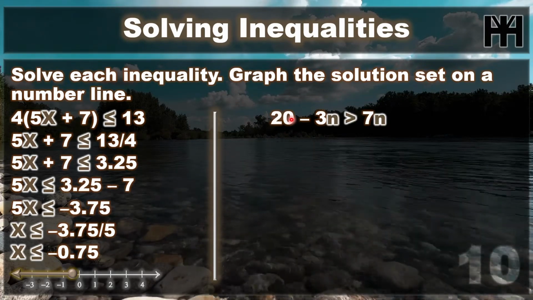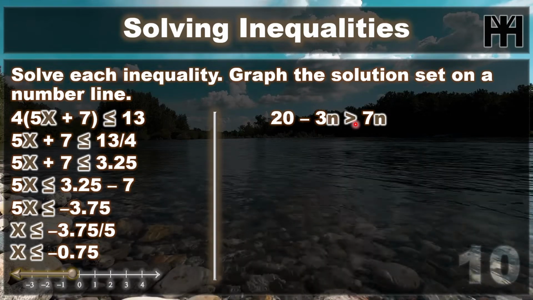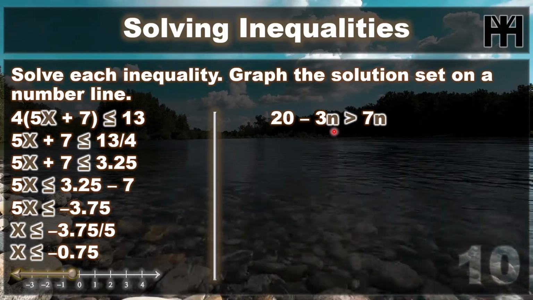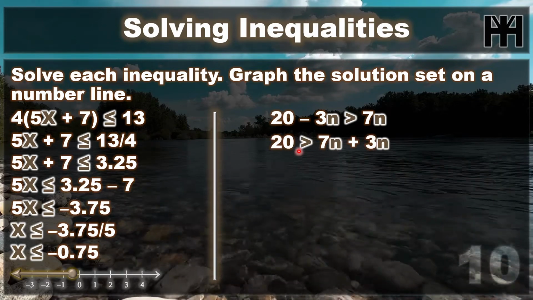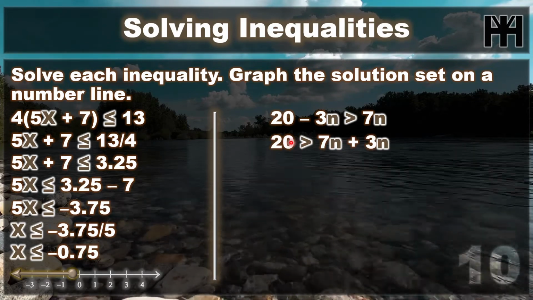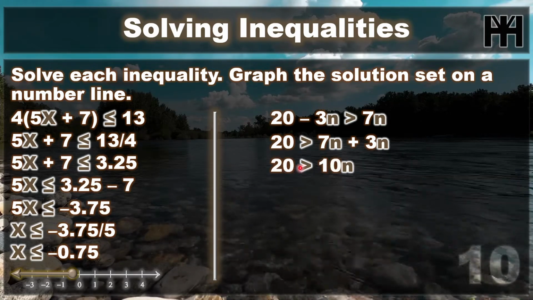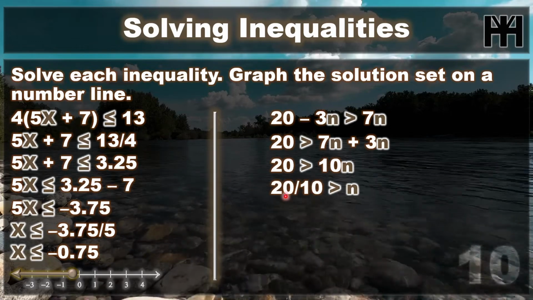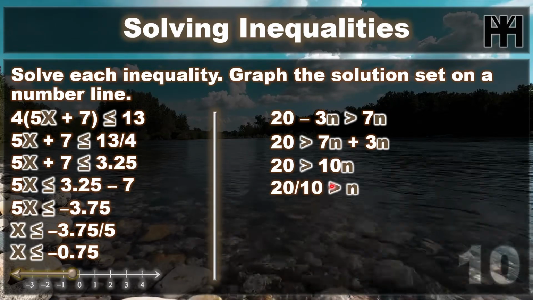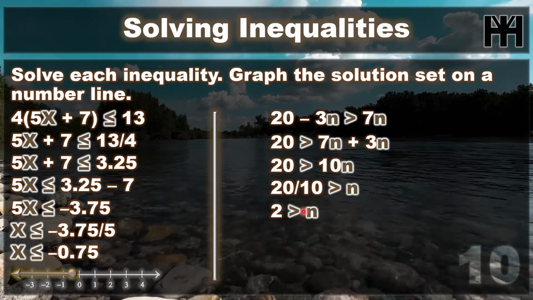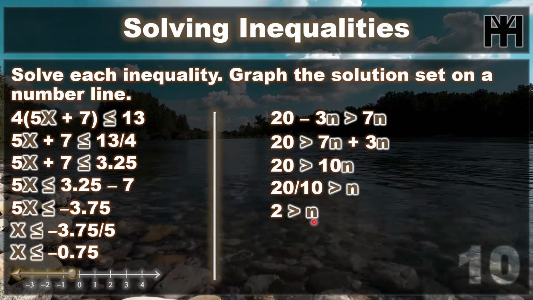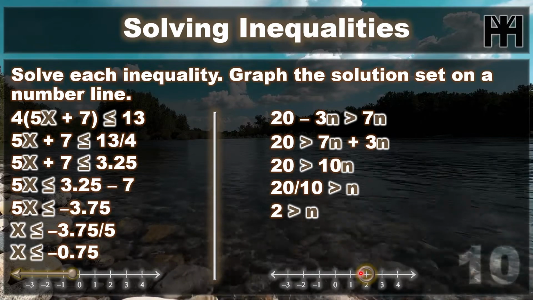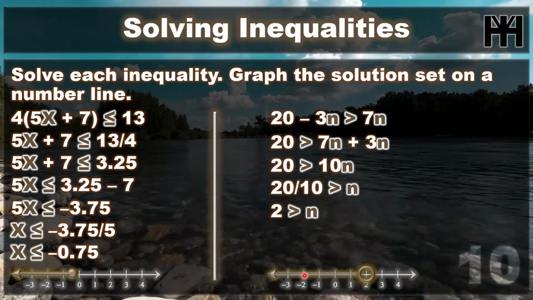Okay, now we have 20 minus 3n greater than 7n. So the first thing we will do, send the 3n to the other side. 7n plus 3n, so it's 20 greater than 7n plus 3n. So it's 20 greater than 10n. So let's send the 10 to the other side. It will be divided by 20. So it's 20 over 10 greater than n. Then 2 is greater than n. So we'll start from 2. It's greater than n, then the n is smaller than 2. It will go to the left.